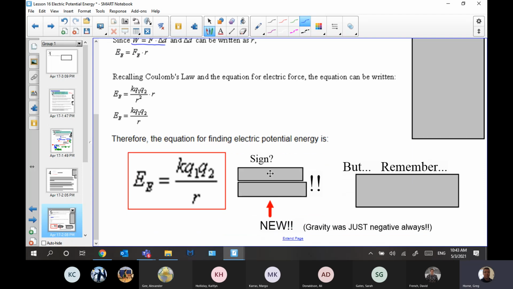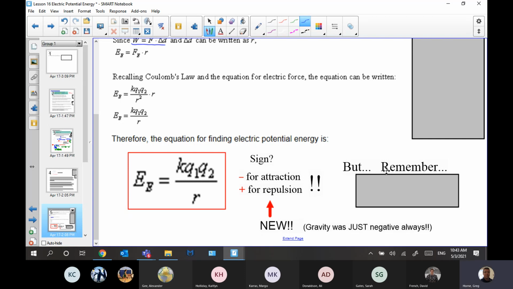So just remember here that if we're talking about an attraction situation, it's negative energy values, just like gravity will be. And in repulsion situations, you've got a positive, like it said in the summary there too.